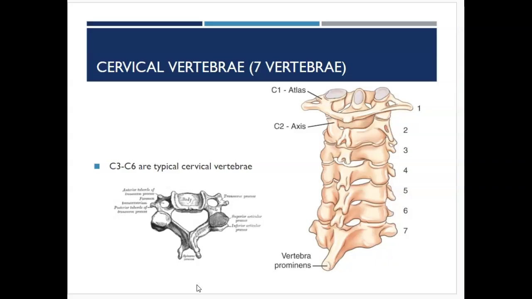And then lastly, talking about the 7th cervical vertebra, which is called the vertebra prominens, because it has a long and prominent spinous process, which projects almost horizontally backward. You can palpate this on the back of your neck.